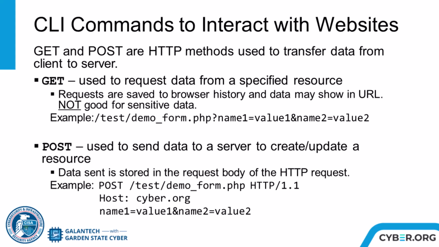Get and post are the most used HTTP methods in website code. They are used to transfer data from client to server. The get command is used to request data from a specific resource. Requests are saved to browser history, and data may show in the URL. This is not good for sensitive data. An example of using the get command is here on your screen.